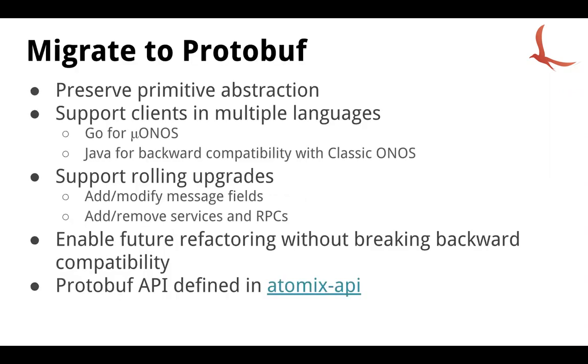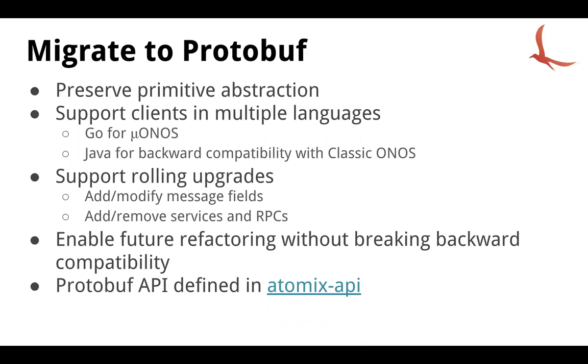First was replacing the API. This was the biggest thing, and it was actually the first thing that I did. We wanted to preserve the primitive abstraction, but be able to have clients. We're starting to write applications in Go, so we need a Go client. We want backward compatibility for classic ONOS, like I said, so we want a Java client. Protobuf gives us all of this. Similarly for upgrades, it solves the schema evolution problem.